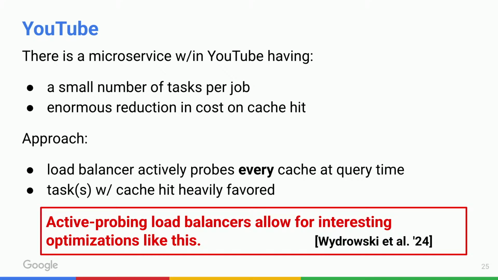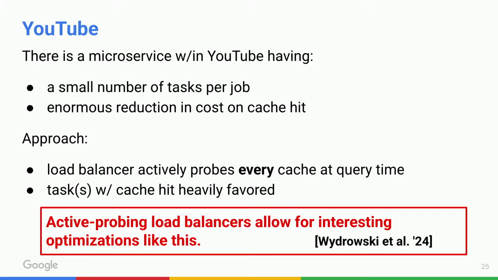So what they do is they use our load balancer to actively probe each of those tasks and just say, do you have my data? Do you have my data? Do you have my data? And the ones that say yes get very, very strong preference in the load balancing scheme.